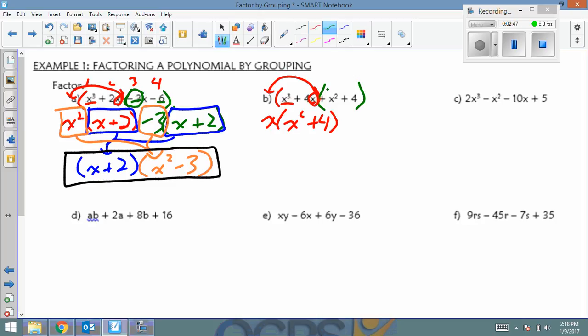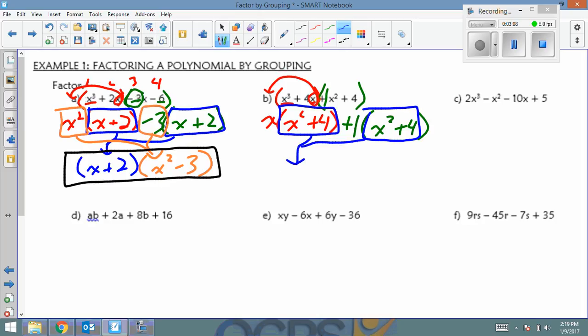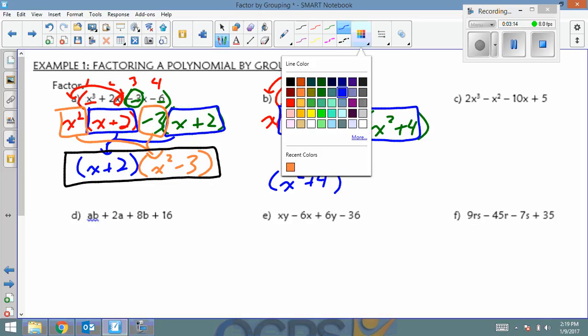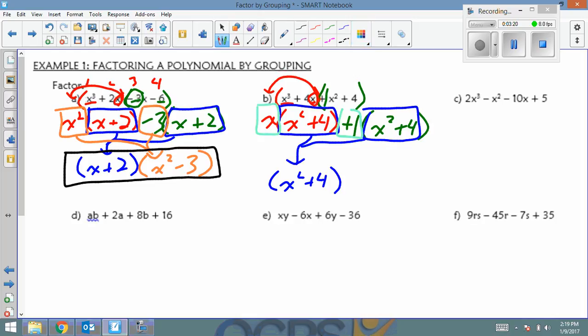The second one, we take out a number always. And so remember, this number here is 1. So 1 and 4, the number that goes into them is positive 1. What's left is x squared plus 4, because 4 divided by 1 is 4. And again, we take the 2 parentheses that are the same. We combine them and write them once. We take the second set of parentheses and we combine them into 1 parenthesis. And once you have your 2 parentheses, that's your final answer.